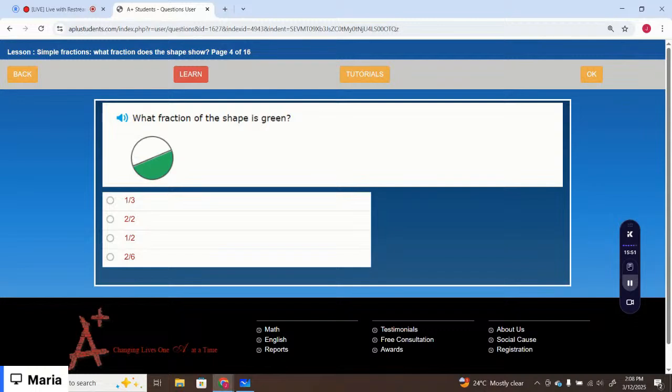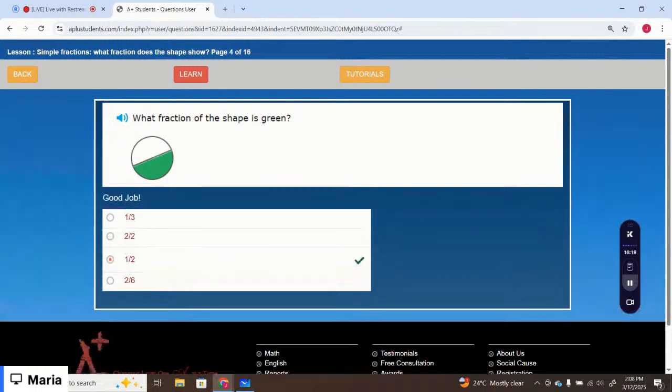What fraction of the shape is green? That is 1 out of 2. The shape has a total of 2 portions. One of the portions is colored, so that is 1 out of 2. Option number 3 is the correct option.